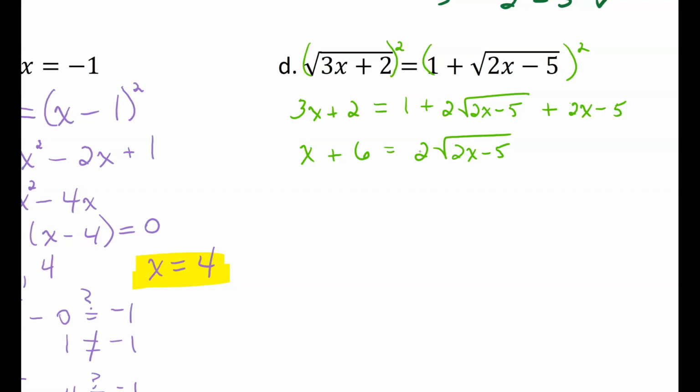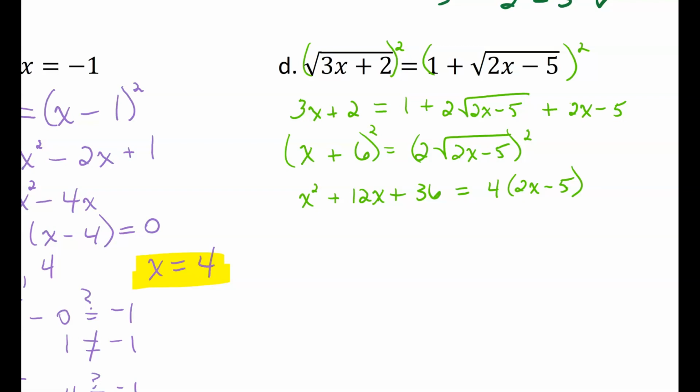And just like we did earlier, I still need to undo this radical, so I'm going to square that side, and again, square the other side. All right, so binomial square on the left side again. I have x squared plus 12x plus 36 is equal to, and I'm squaring all of this, so that means I have to square the 2 and the square root of 2x minus 5. So 2 squared is 4, and the square root of 2x minus 5 squared gives me 2x minus 5.